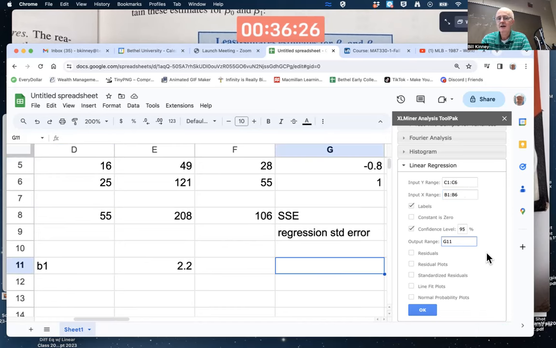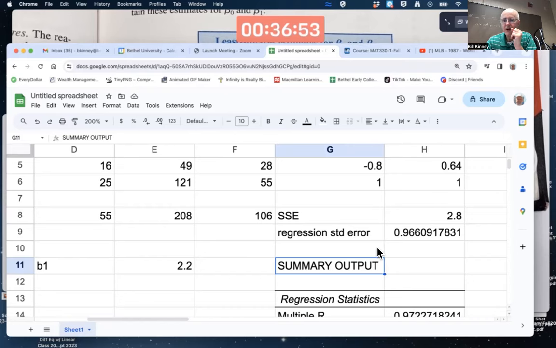G11. And I'm not going to require this on the test, but as a default, I like including maybe residuals and residual plots as well. You could do other things. I think this is good enough to click OK. You do see a confidence level of 95%. That means there's going to be some confidence intervals that are 95% confidence intervals in this output. Click OK.